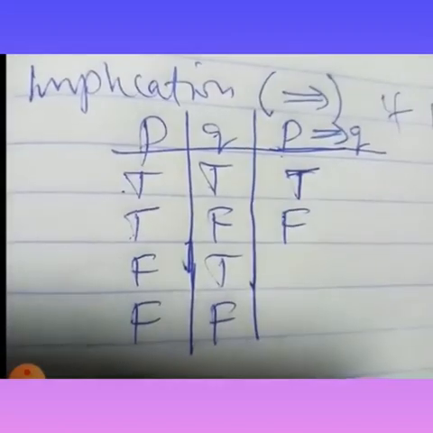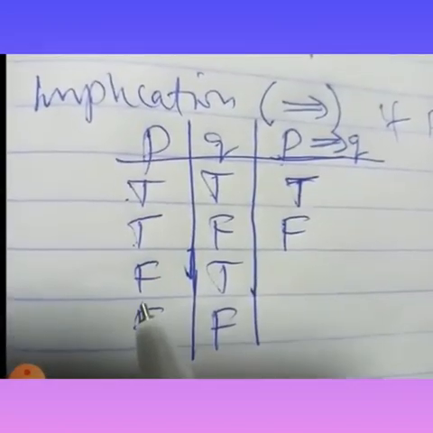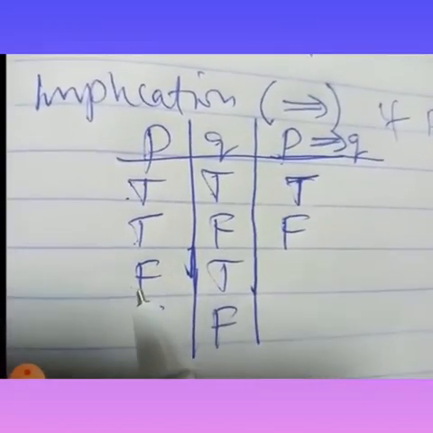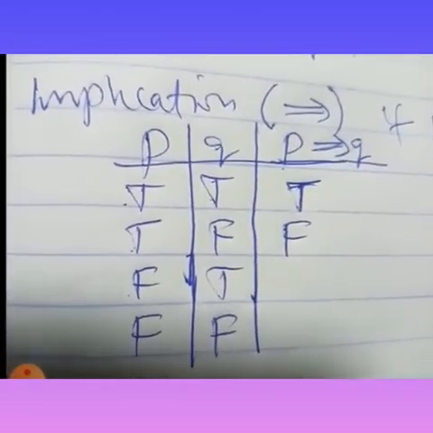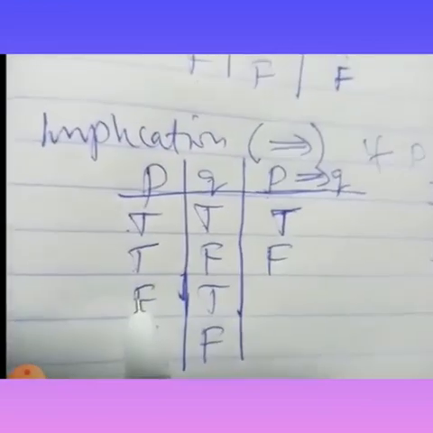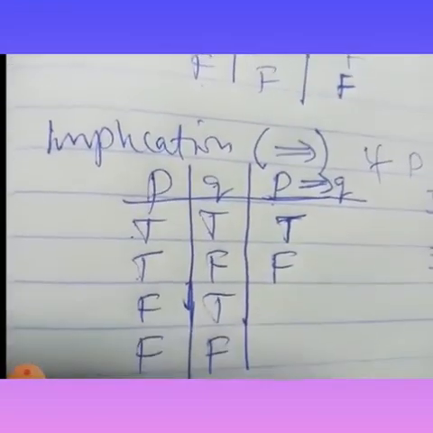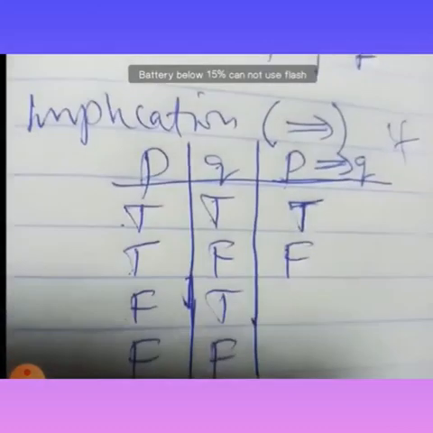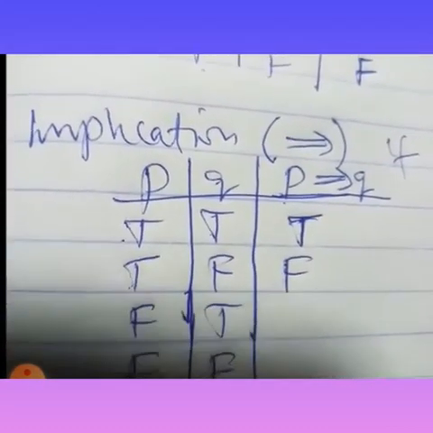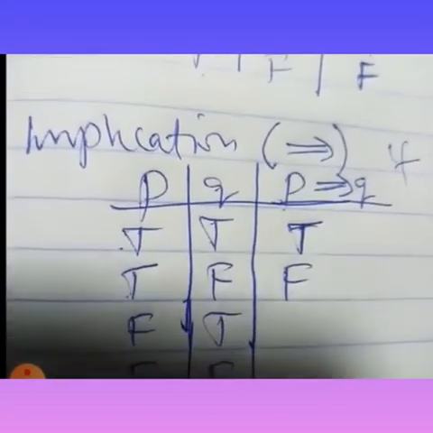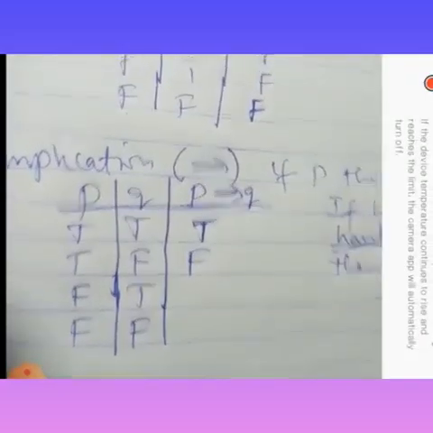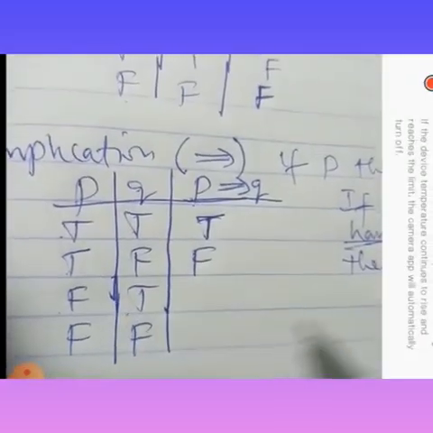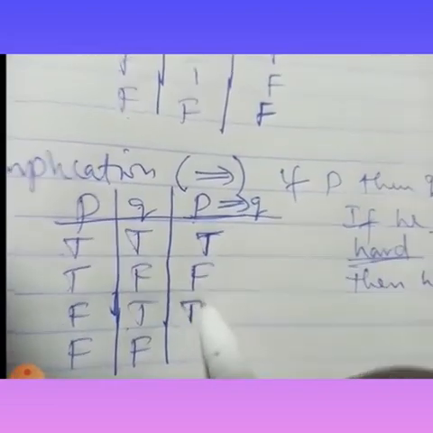Now, the next one is he did not study hard and he passed. Now, this is a little bit tricky. He did not study hard, false. Then he passed. So is this one true or false? Of course, it is true. Now, he passed, he did not study hard. Maybe he knows it already. That is why he passed. So he did not study hard, he passed. So the end result will be true.